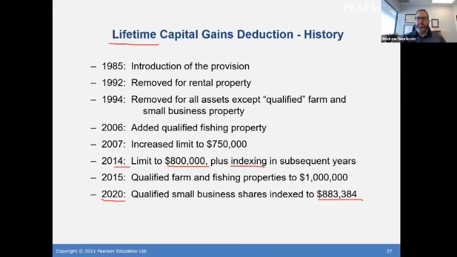This is a little different for farm and fishing properties. It's just fixed at $1 million. It was put in at $1 million in 2015. So that's a little bit of the history of it, but let's get into the mechanics.